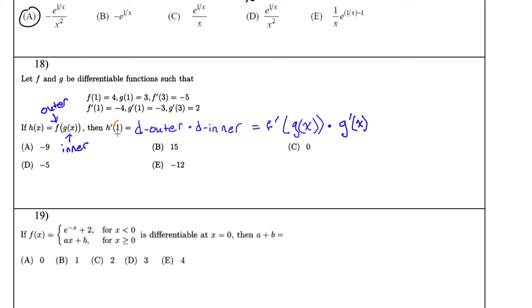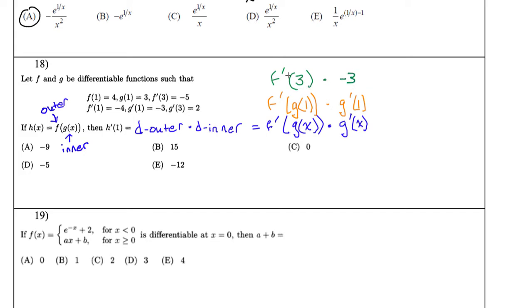Now it's saying plug in 1 to that. So I'm going to have here g of 1. This is g of 1. This is g prime of 1. And I'm going to do f prime of whatever that is. I'm kind of working up instead of down. So what is g of 1? Let's look over here. g of 1 is 3, which means this is now 3 instead of g of 1, and I still have this f prime on the outside, times, well, what's g prime of 1? g prime of 1 here is negative 3, so this is times negative 3.